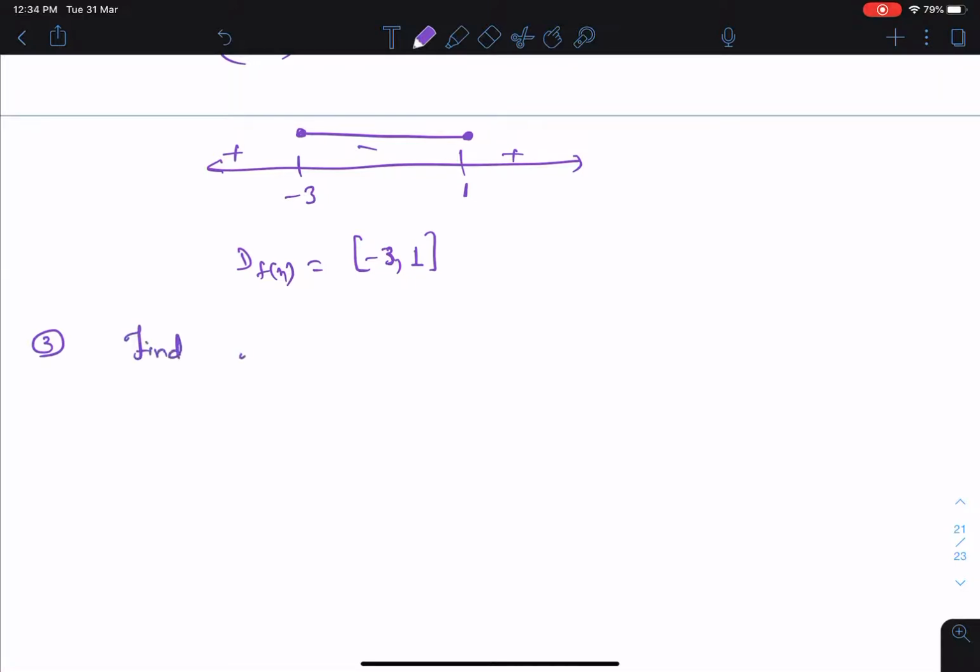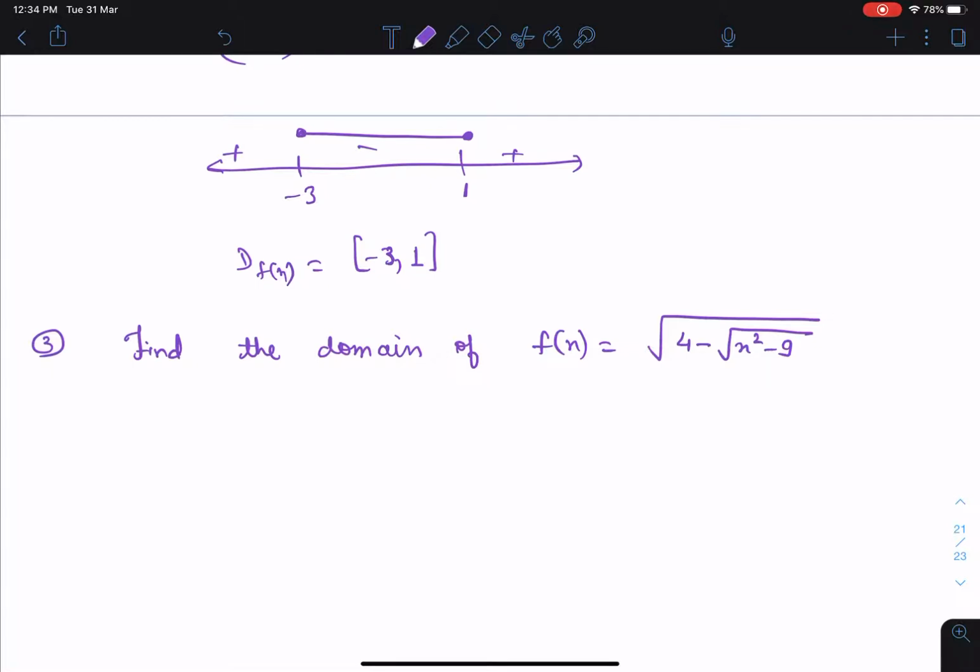Now let's discuss one more question of finding the domain. Question is, find the domain of f(x) is equal to under root 4 minus under root x square minus 9. Okay. After seeing the question, do not get afraid. You just remember the rules that I told you.